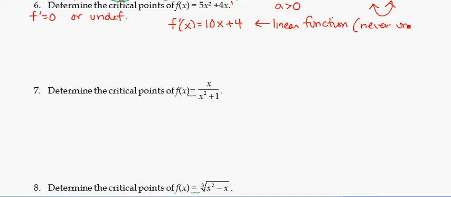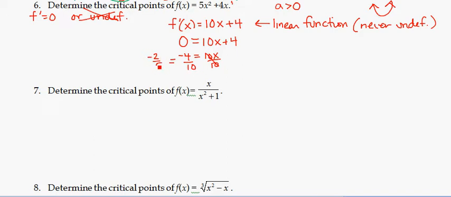never undefined. So when I'm looking for critical points, I'm not going to be able to find anywhere the derivative is undefined. I'm only going to be looking for where the derivative is 0. So let's do that. Let's solve for where 0 equals 10x plus 4. So I'd subtract 4 from both sides, divide by 10, and so this is going to happen at negative 2/5. Okay, so the only critical point I have is at negative 2/5.